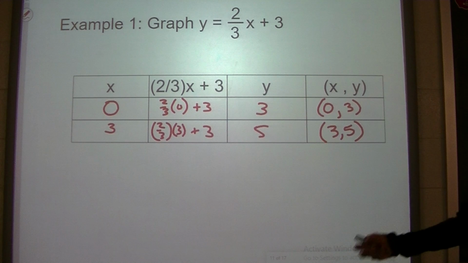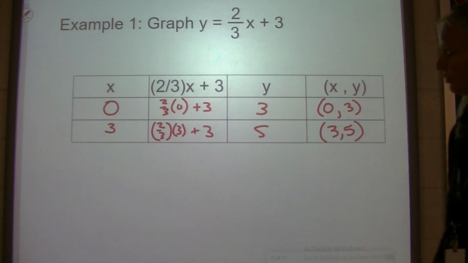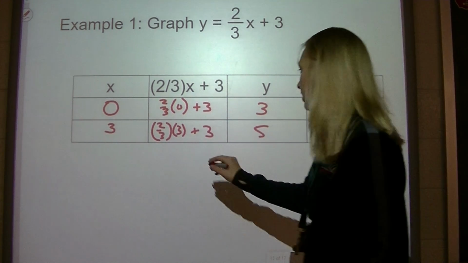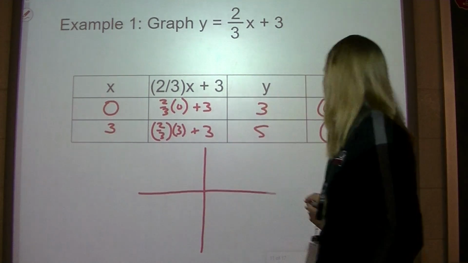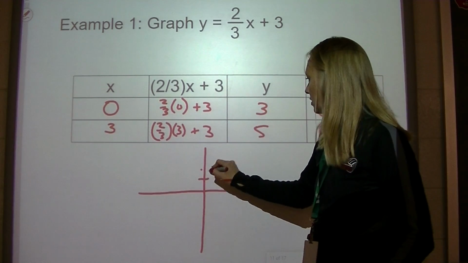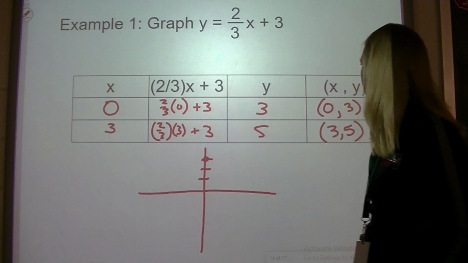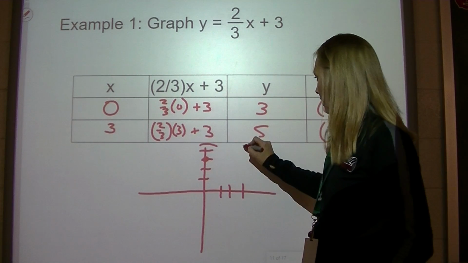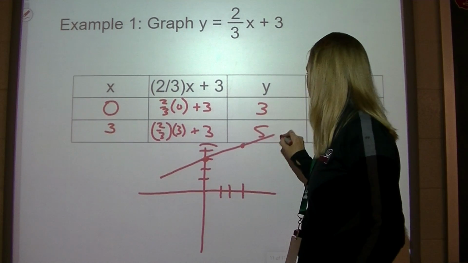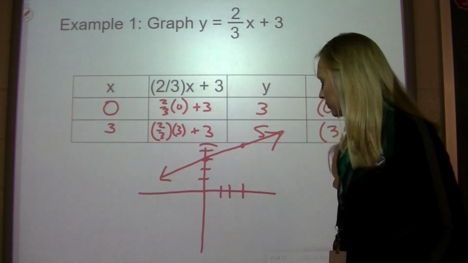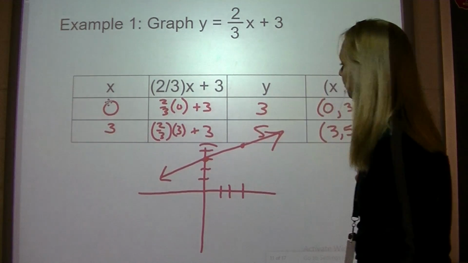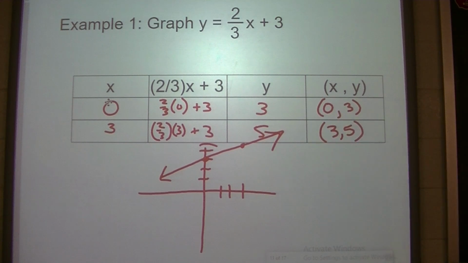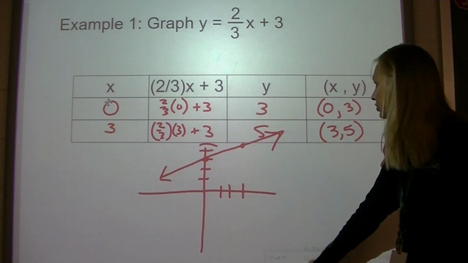Now, some of you might say, why are you only picking 2 points? You can pick as many as you want, but it only takes 2 points to form a line. So that's why I'm picking 2. So let's graph (0, 3). There's an ordered pair. And then we can graph (3, 5). There's my other ordered pair. There is my line. So from this, it's graphed. We're good.